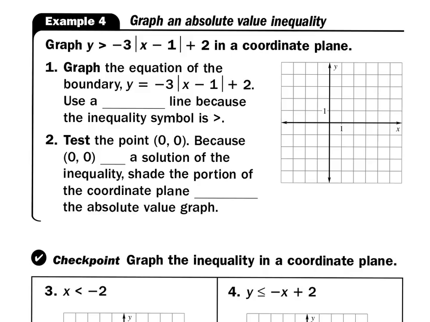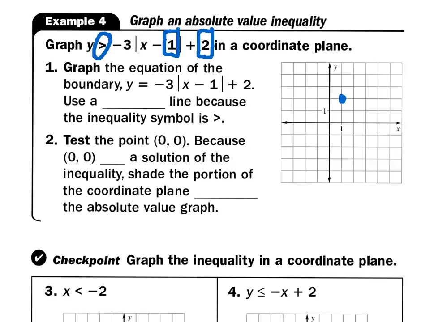Example 4, graphing an absolute value inequality. So I need to graph that, again, just like there was an equal sign here instead of a greater than sign. So I can pull off the h and k. This sign needs to be the negative, so my h is positive 1. This sign needs to be positive, so my k is positive 2. That's my vertex, 1, 2.